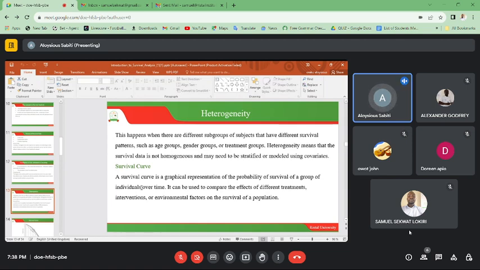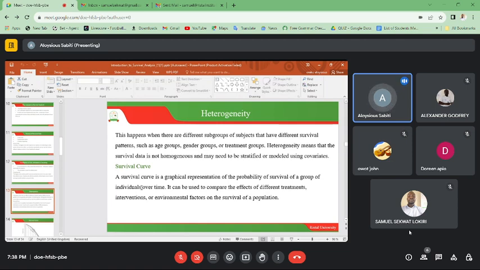Then, if you're looking at residence, you'll need to further look at whether people are living in rural areas or urban areas, as a way of further trying to model using covariates and make sure you get a group that is as homogeneous as possible, so that you can understand their survival rates in that regard.